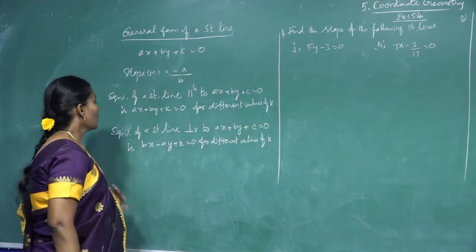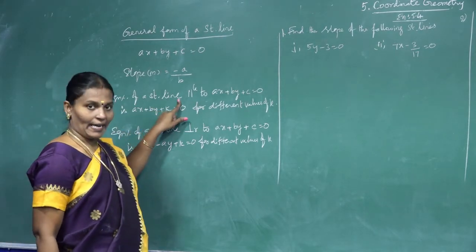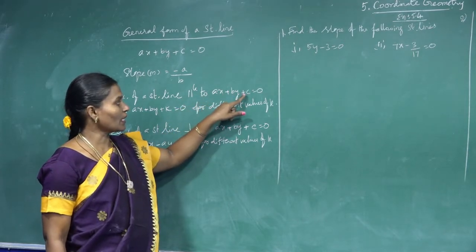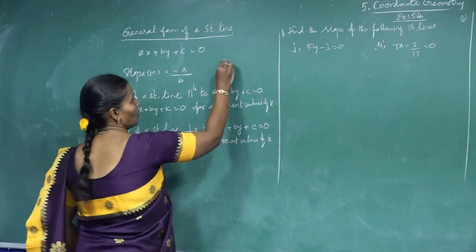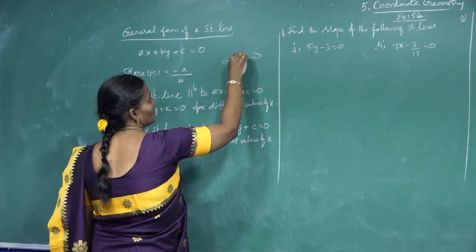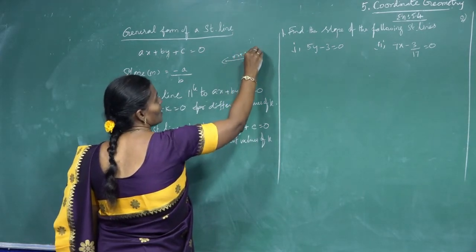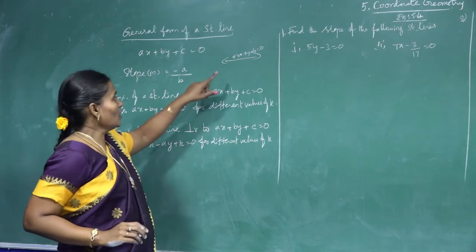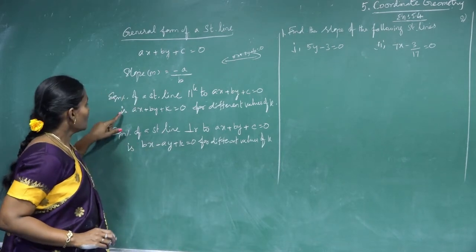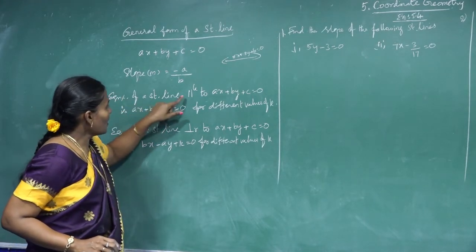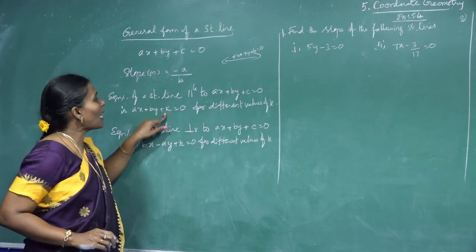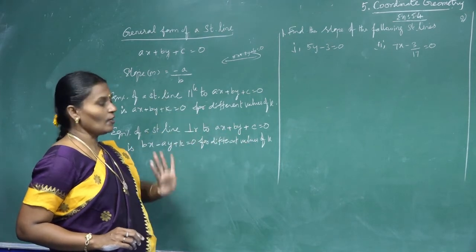Understand, children? Now see, the equation of a straight line parallel to ax plus by plus c is equal to 0. Consider this equation of a straight line, for example 5x plus 3y plus 6 is equal to 0. The equation of a straight line parallel to ax plus by plus c is equal to 0 is ax plus by plus k is equal to 0, for different values of k.